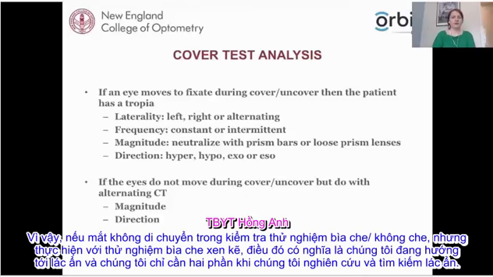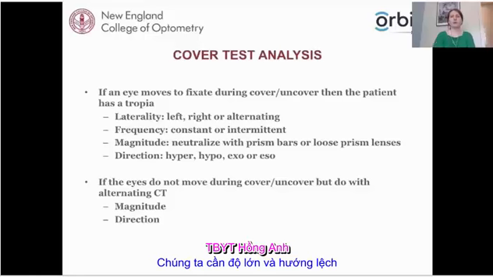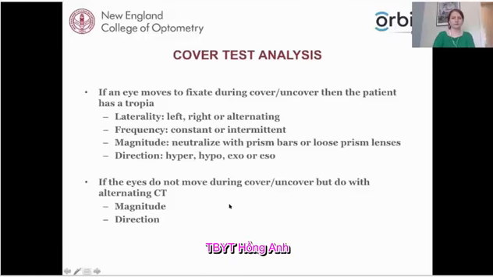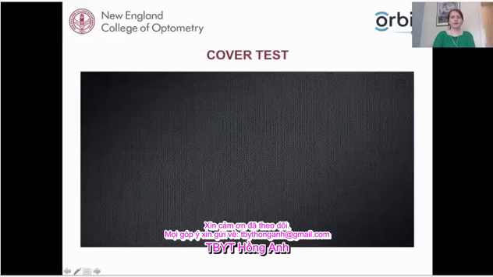Okay. So if the eyes do not move during cover-uncover, but do with the alternating cover test, that means we're dealing with a phoria, and we only need 2 components when we're recording and looking at a phoria. We need the magnitude and the direction. So I'm going to show you a video on the cover test.